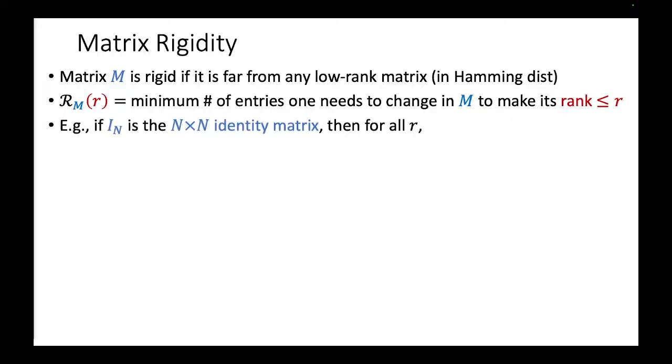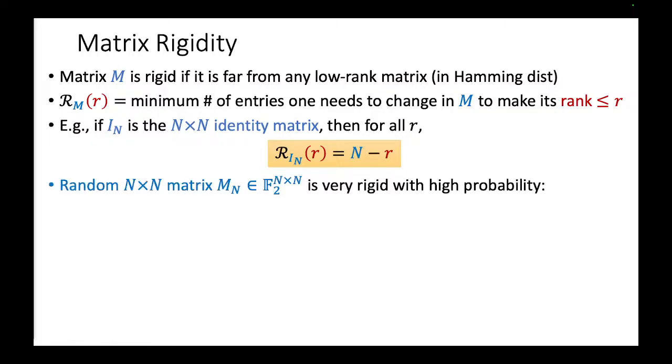So for example, if you take the n by n identity matrix, then for any rank R, its rank R rigidity is n minus R. Why is that? Well, it starts off as a full rank n matrix, but each time you change one of the ones on the diagonal to a 0, you decrease its rank by 1. So you can make it rank R by changing n minus R of the 1s to 0s. And in fact, this is tight. One thing you can check is that when you change just one entry of the matrix, it can decrease the rank by at most 1. So you can't hope to do better than this. So actually, among all full rank matrices, the identity matrix is as non-rigid as possible.